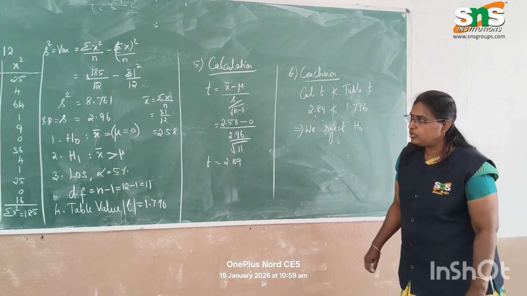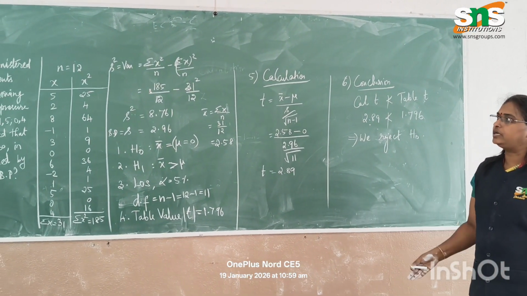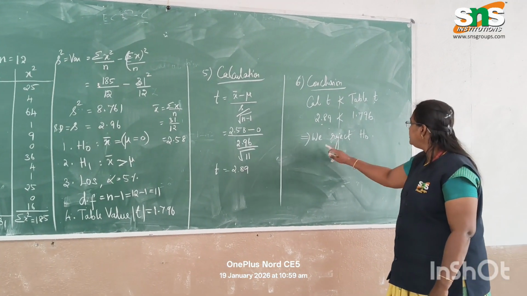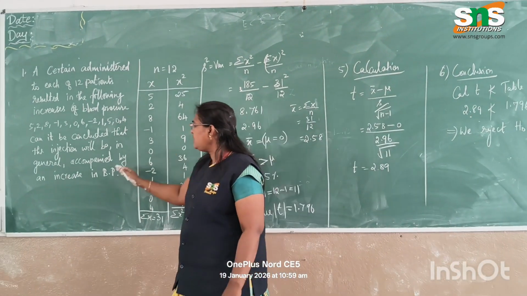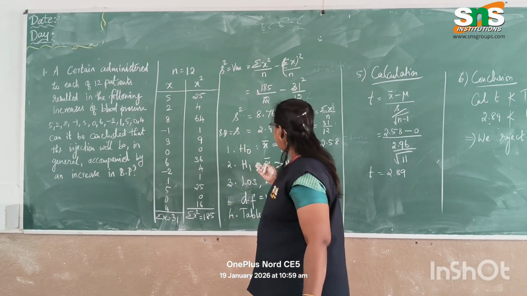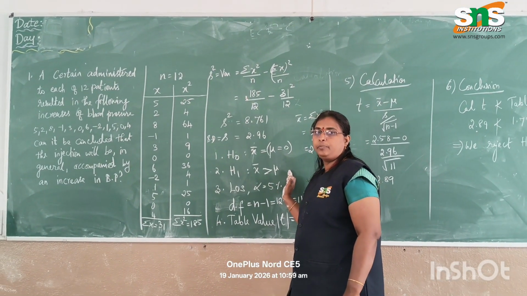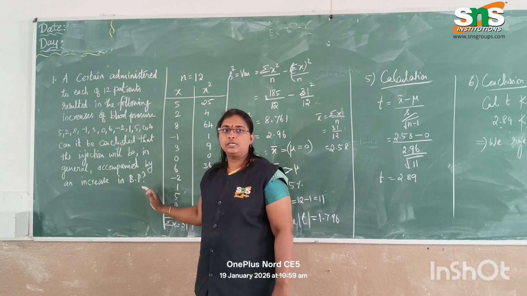So it is not true that there is no increase in blood pressure for this given data of 12 patients. We reject H0, which means H1 is accepted. What is H1? H1 is that there is an increase in BP. So the increase in BP is accepted. This is the conclusion for this sum.